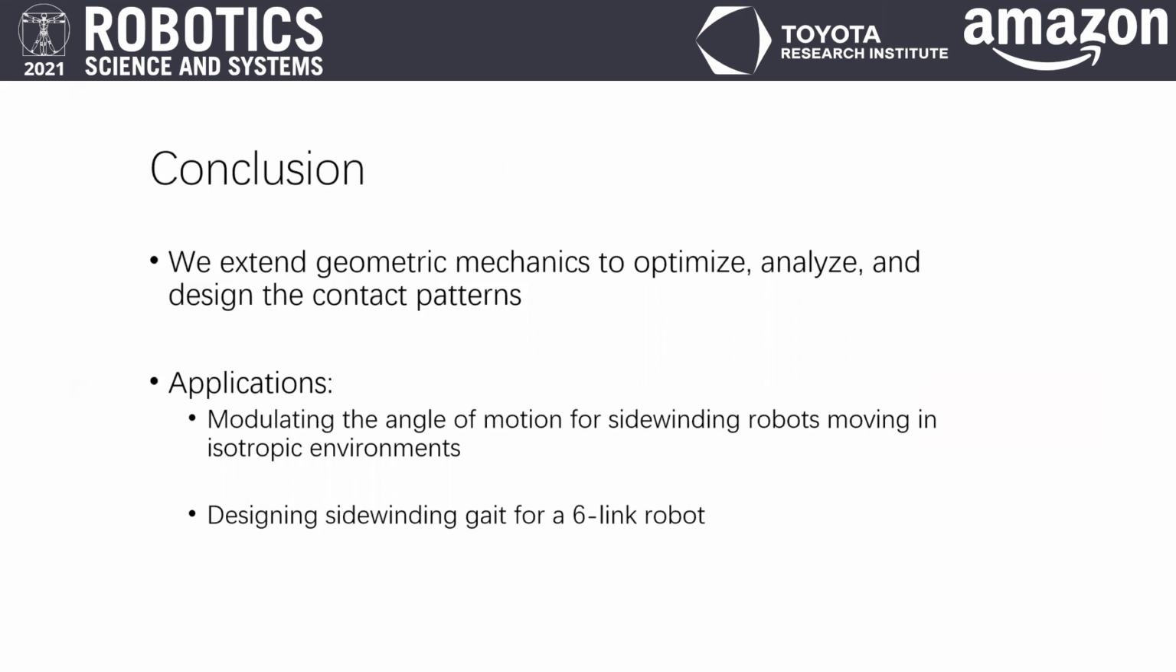In conclusion, in our work, we extend geometric mechanics to optimize, analyze, and design contact patterns. We apply our work to modulate the angle of motion for sidewinding robots moving in isotropic environments. We also use our method to design the sidewinding gait for 6-link robots. For more detailed derivation, please find our paper from RSS.